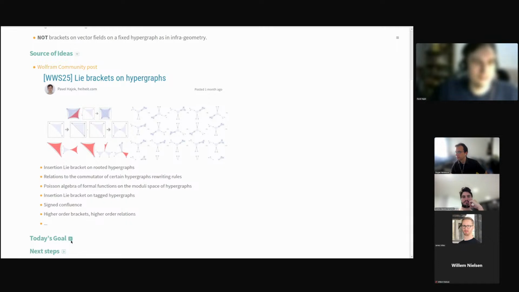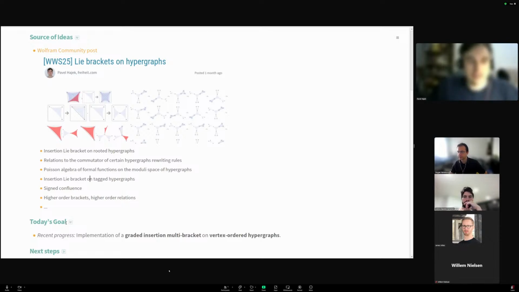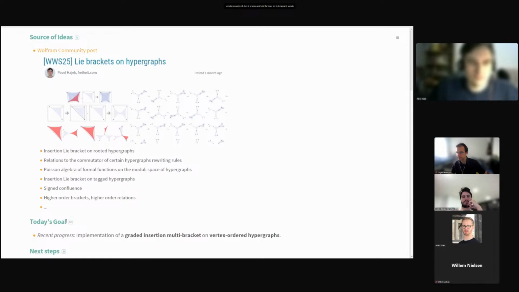But today's goal is actually to show you my recent progress, which is an implementation of a graded insertion multi-bracket on vertex ordered hypergraphs. This is in a way a native operation on Wolfram Institute hypergraphs, and I can now present to you the full construction of that. And the same construction can be taken as a base to construct the other Lie brackets.